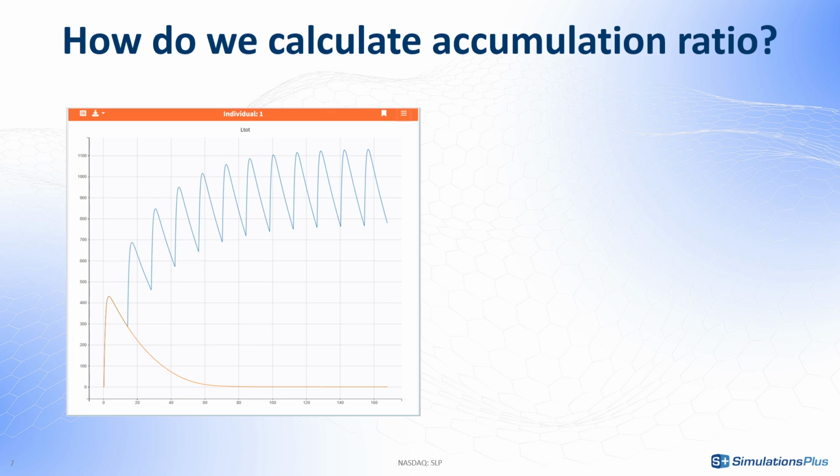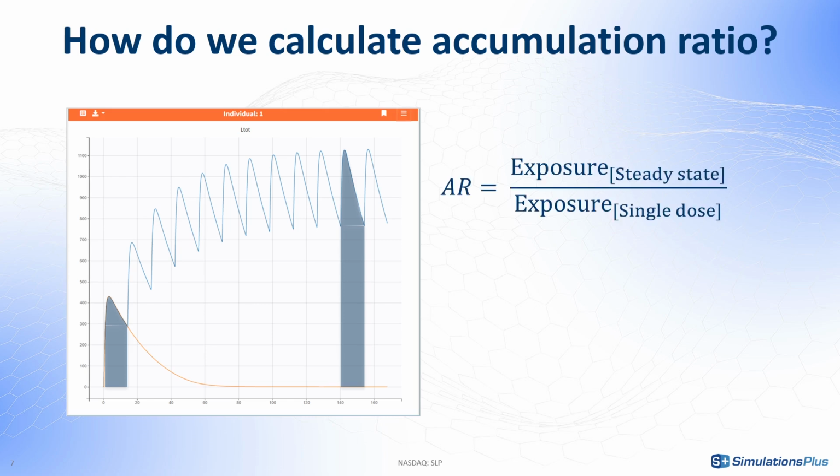The most common way to calculate the accumulation ratio is to use the observed data with measurements after a single dose and at a steady state, or after sufficiently many doses. Then the accumulation ratio is the ratio between the exposures of these two periods. So exposure at steady state with respect to exposure after single dose. Its value is greater than or equal to 1, with 1 meaning that there is no accumulation.